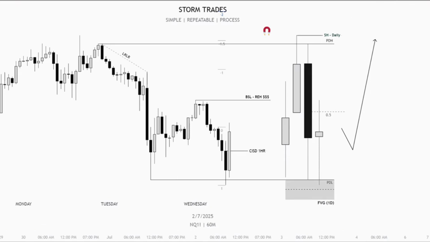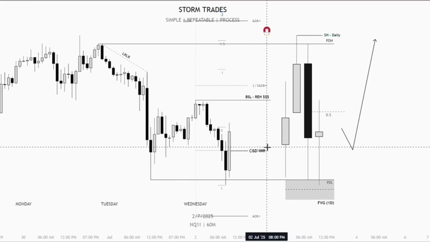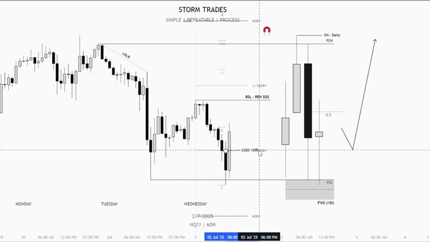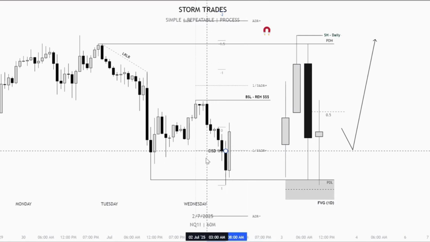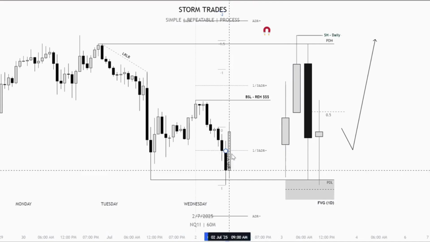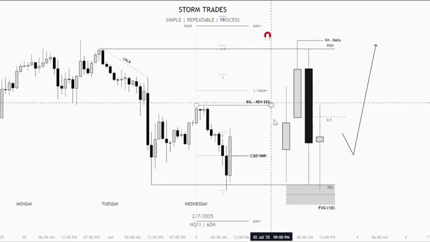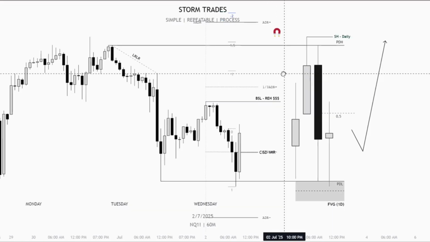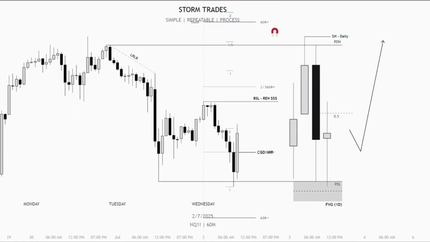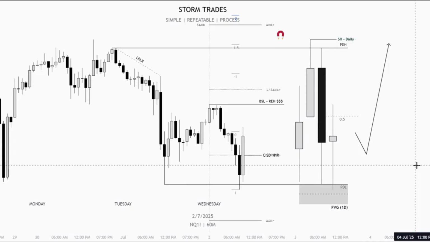I always want to take a look at the ADR levels. As you can see almost here, where we had the change in state of delivery, which is why I felt comfortable putting the change in state of delivery there, we had the 1/3 ADR right here. So we've already swept that with a strong move back inside, and we have a lot of room to go until we reach the other 1/3 ADR. I've started to notice in my data, and you'll see in a lot of my videos, that I like to target the 1/3 ADR, and I like to see price react from that area. So all that's telling me is that I think price has a lot more room to run.